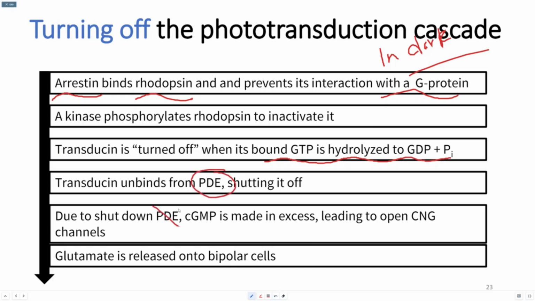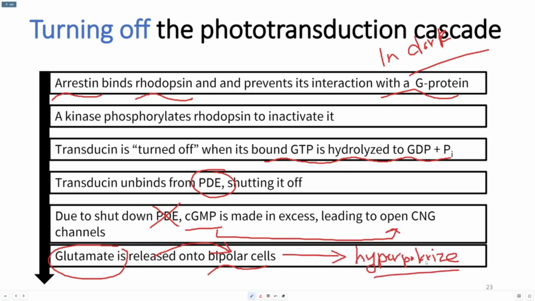Because PDE is not working, cyclic GMP is made from GTP, which will bind onto the channel, causing more ions to go in. As more ions go in, the cell is considered depolarized. Then glutamate is released onto the bipolar cell, which will cause the bipolar cells to become hyperpolarized. And because the bipolar cells are hyperpolarized, there is no signal going to the brain.